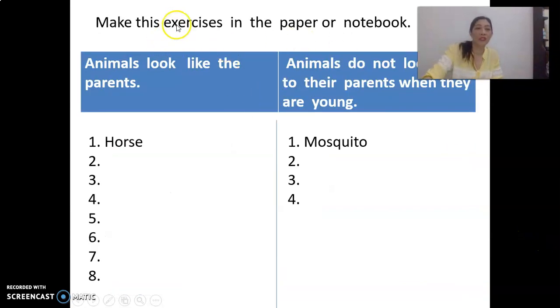So do these exercises on paper or in your notebook. Number 1: animals look like their parents. Number 2: animals do not look like their parents when they are young. Write the example here. Then write the example of those that do not look like their parents.